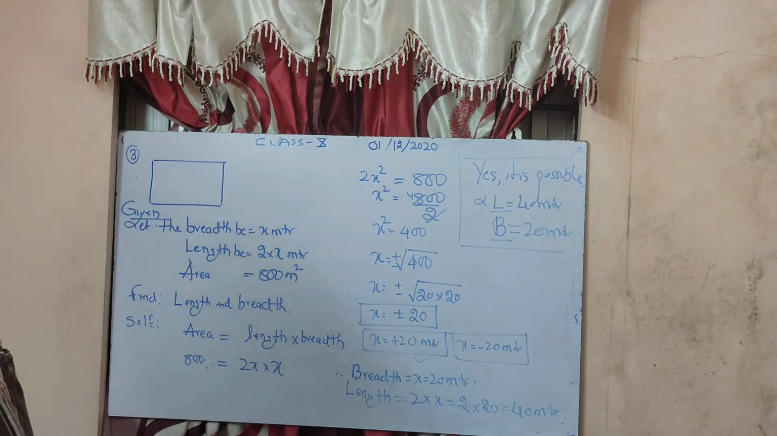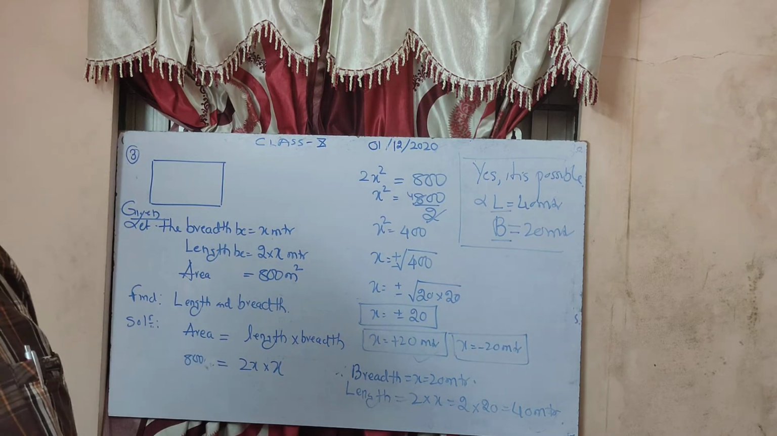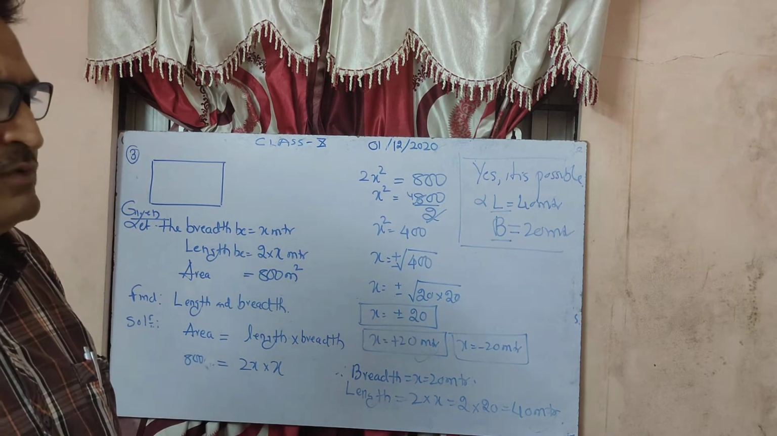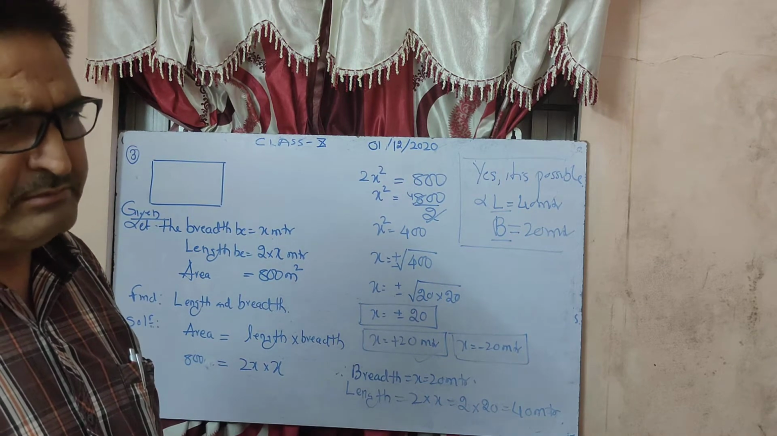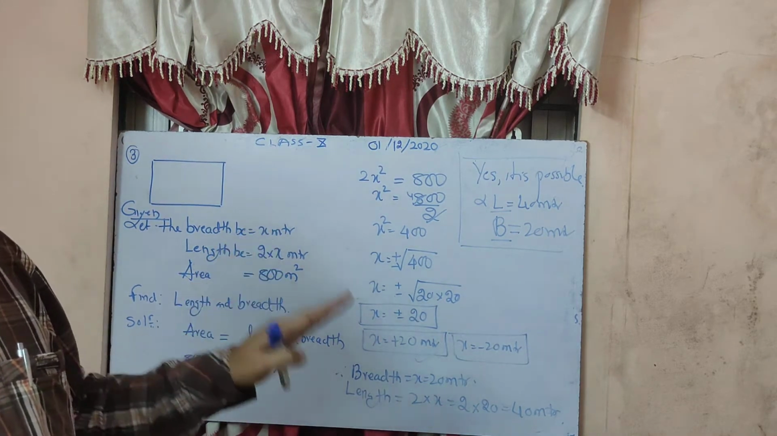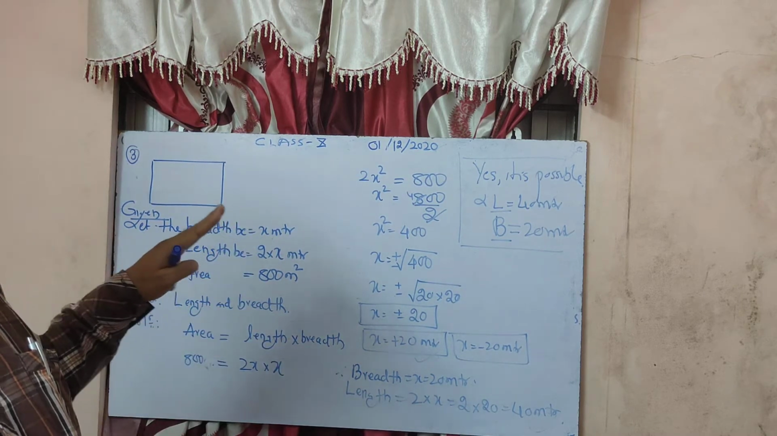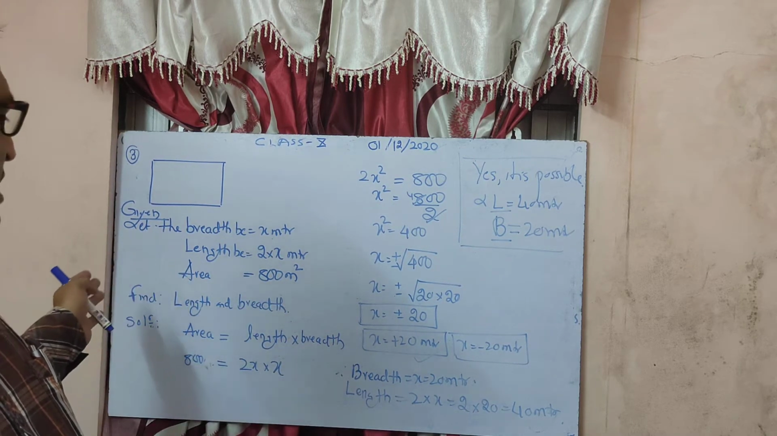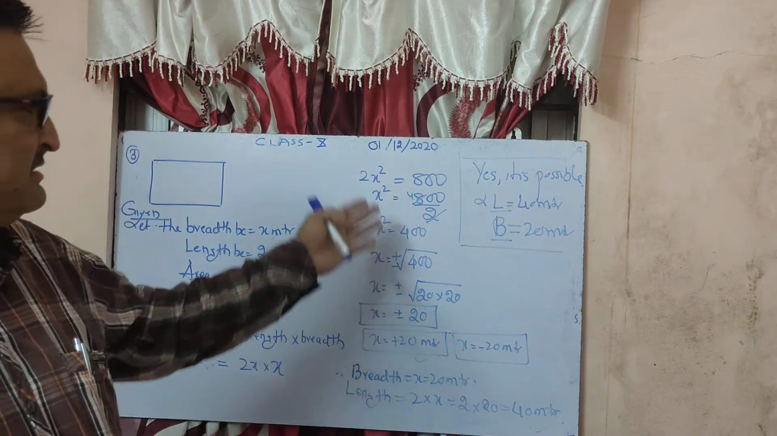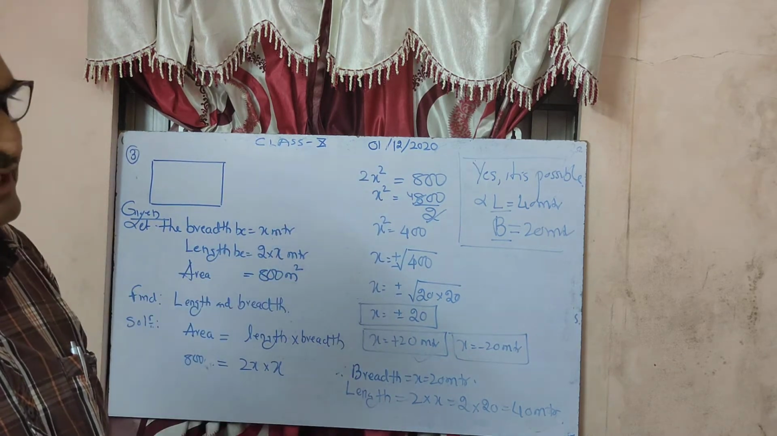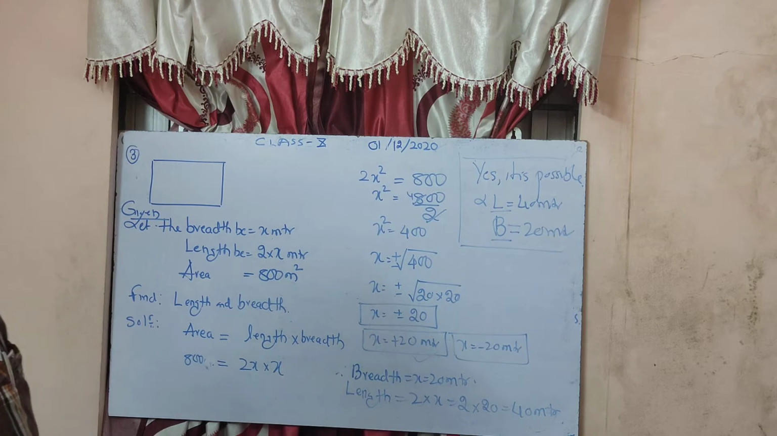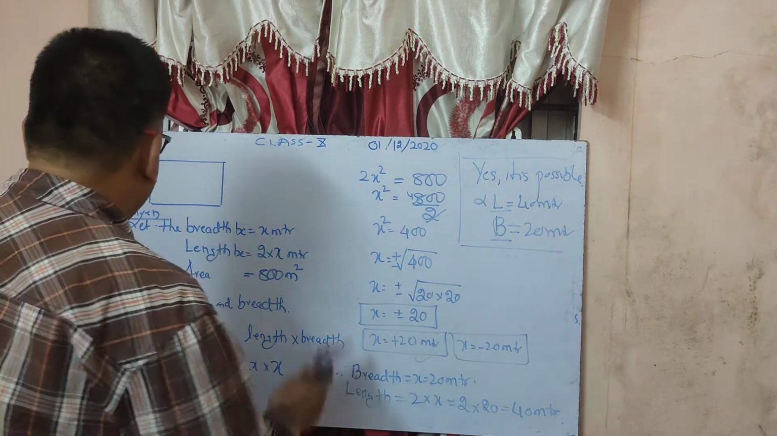So you know the formula, that is, area of a rectangle is length into breadth. Just put the values of length, breadth and area, and you know how to solve the examples, and you can do it easily. Okay. Now let us do the next example, that is the fourth one.